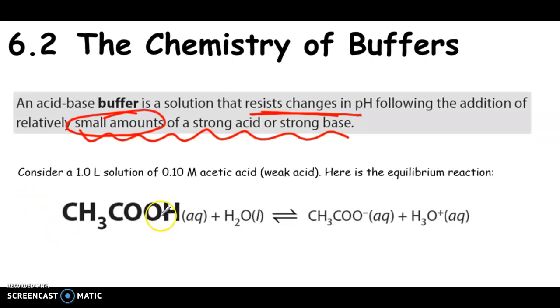So here we have acetic acid, and we have our equilibrium. Let's say we started off with 0.1 mole per liter of acetic acid. We know that this will reach equilibrium, and eventually we can solve for the pH of the solution by determining our hydronium. And we saw this actually in chapter 5 when we did that.